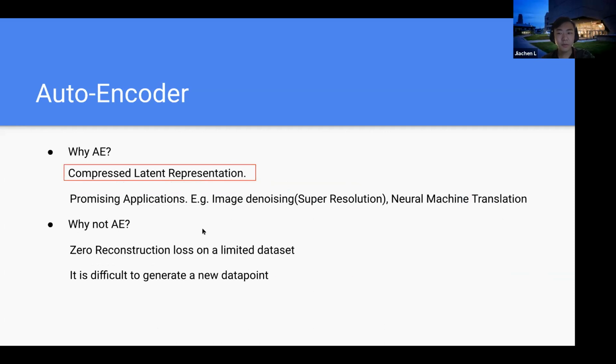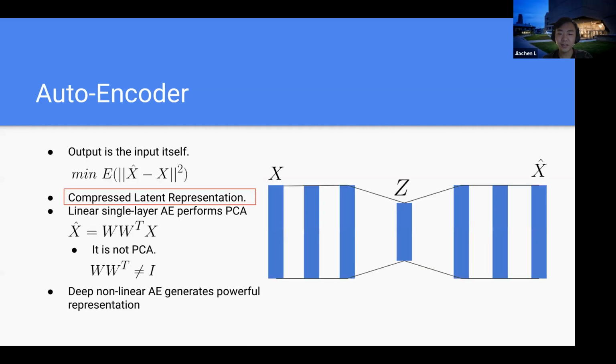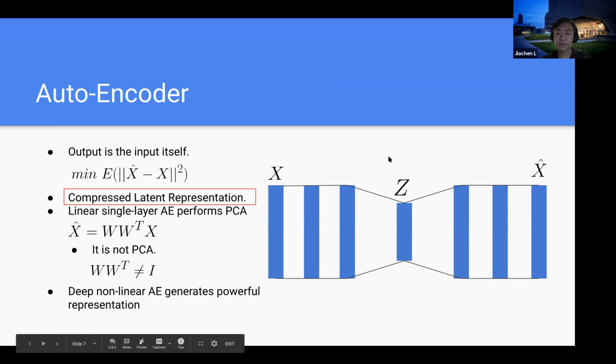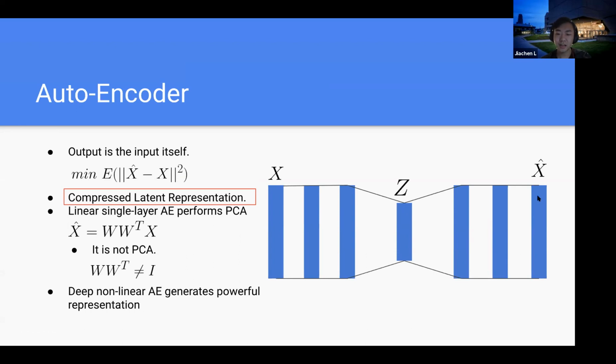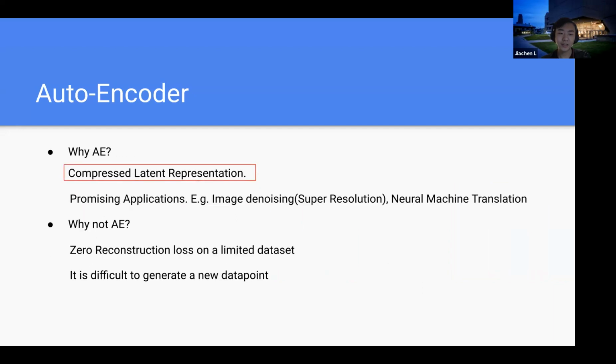So what are some drawbacks of the autoencoder? An autoencoder easily achieves zero reconstruction loss on a specific limited data set, so its generalization ability is not guaranteed. In addition, it is challenging to generate a new data point. Let's say once this model is well trained, we remove the encoder, and we just hope to feed an input vector z to the decoder and generate a new data x. So the question is, how do we sample the latent vector z? How do we select z? Typically, it is challenging.